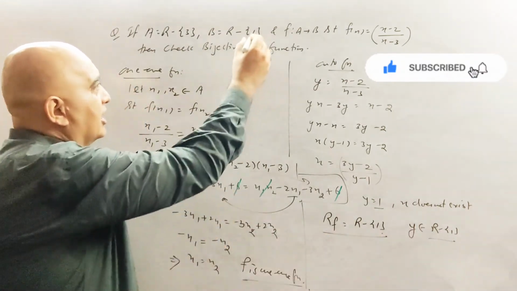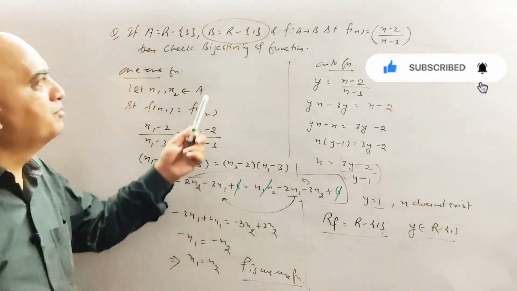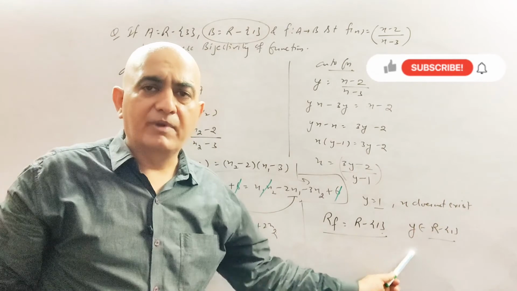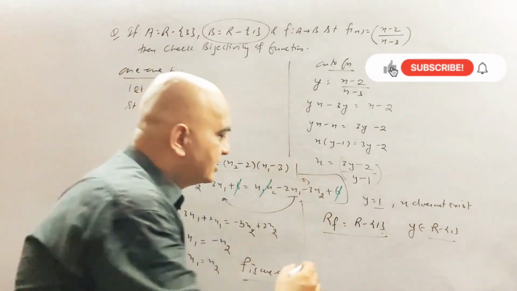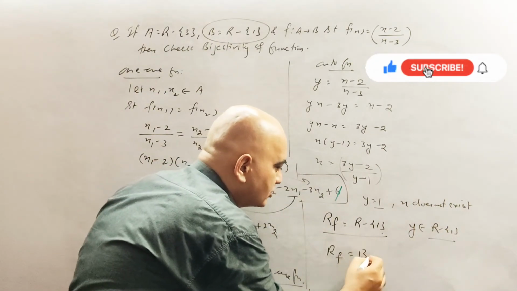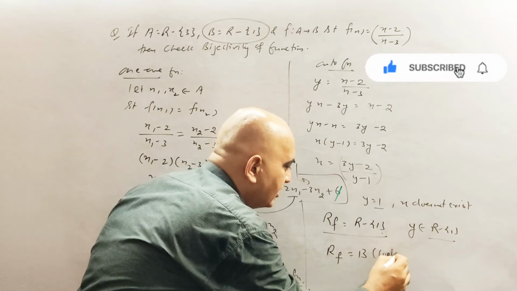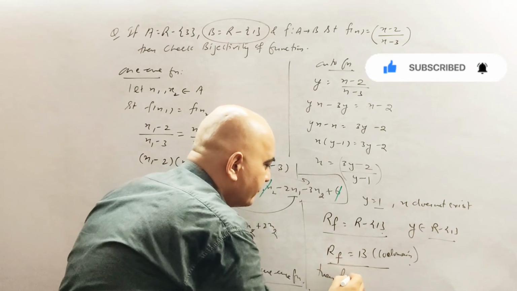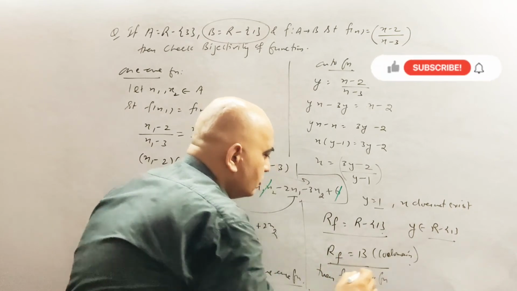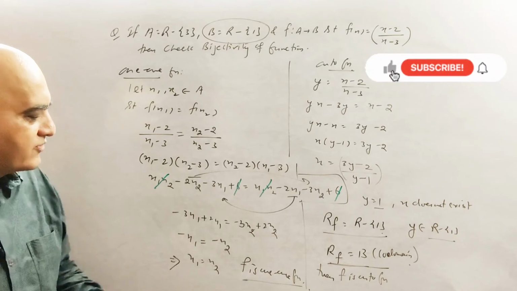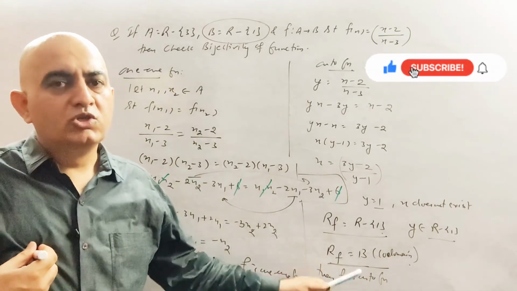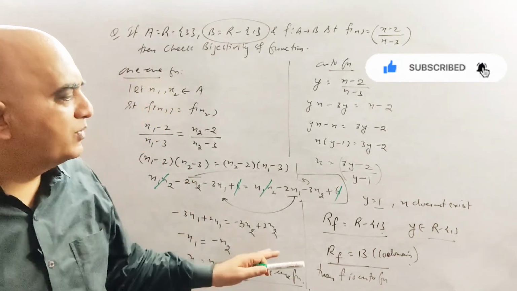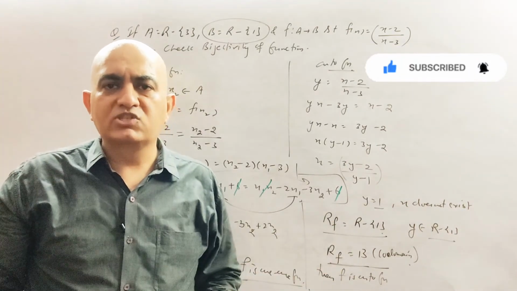And you have to check what is the set B. B is also R minus 1 and the range of the function is also R minus 1. If the range of the function is equal to set B, which is called the codomain, if these two are equal, then f is an onto function. Now we can check this function is one-one as well as onto, so you can declare that the given function is a bijective function.